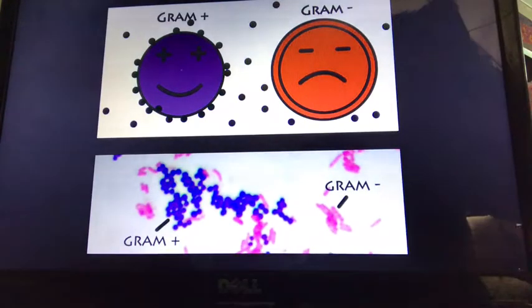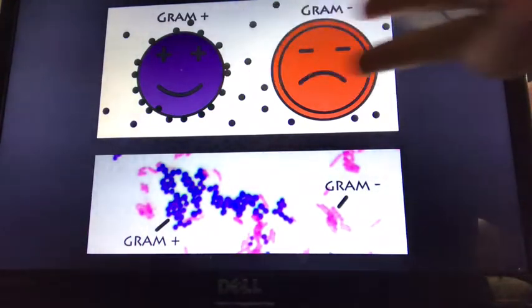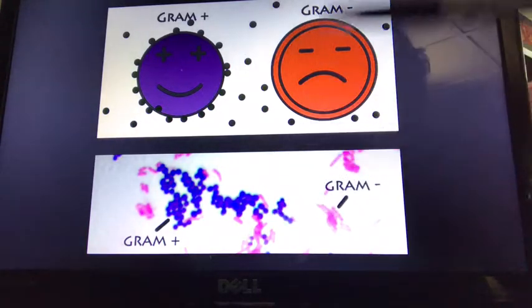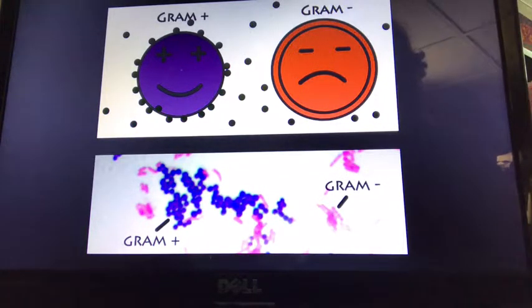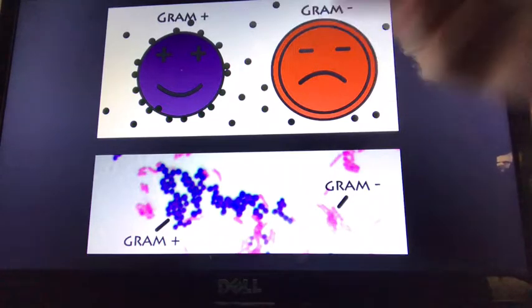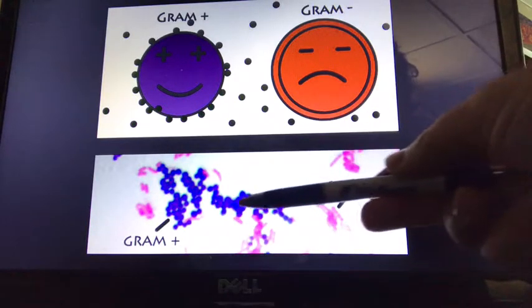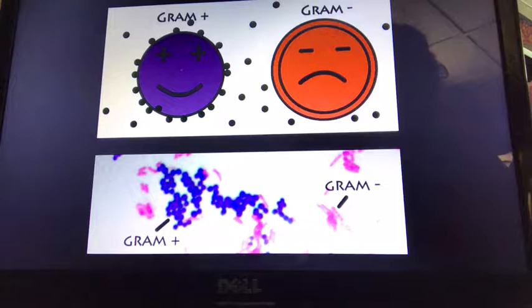So here is a picture of a gram stain. Obviously this part is not real, but this is what it would look like under a microscope. The gram positive bacteria or microorganisms actually absorb the purple dye, so they are identified, and then gram negative do not, so they can identify them in that way. But that's what it looks like and how they identify them.